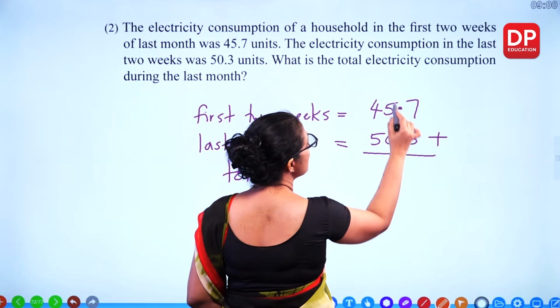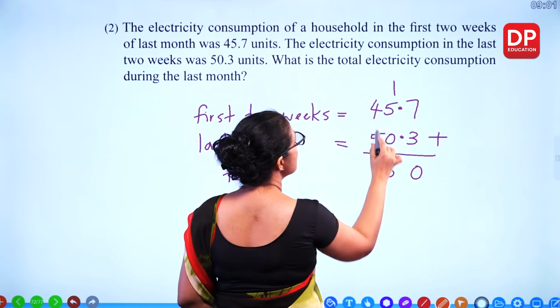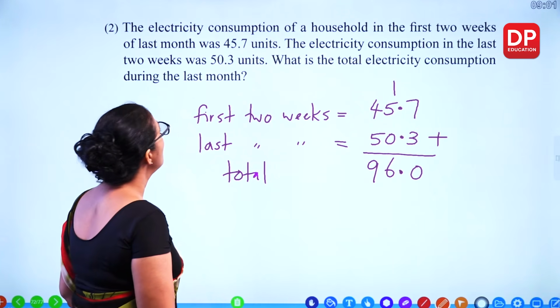Align the decimal point. 7 plus 3, 10. 1 you take here, 6 and 9. So 96.0 units.